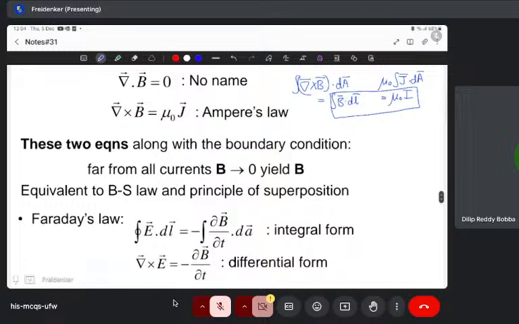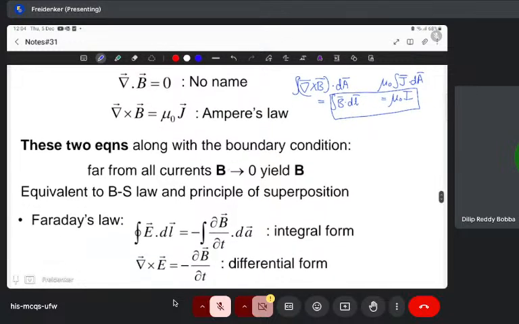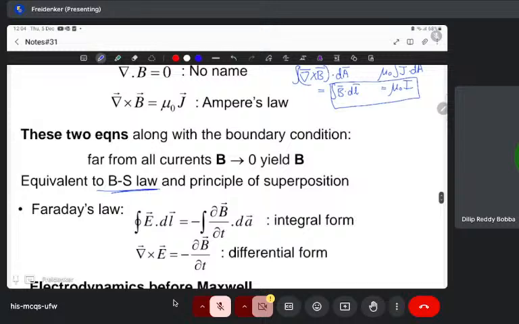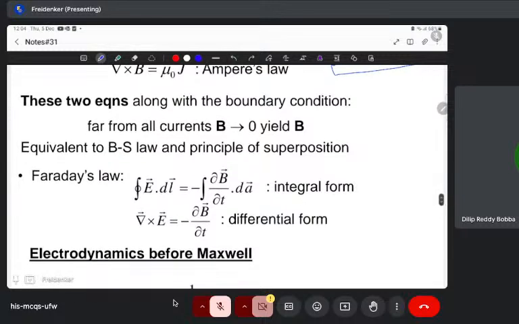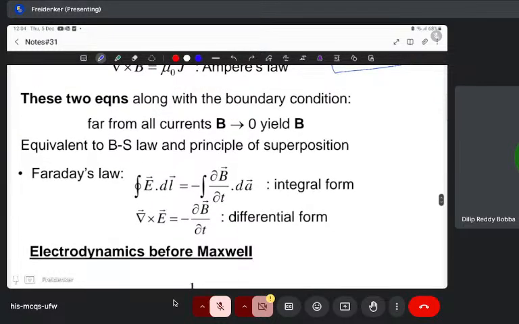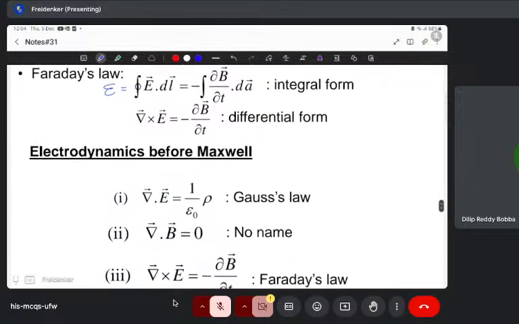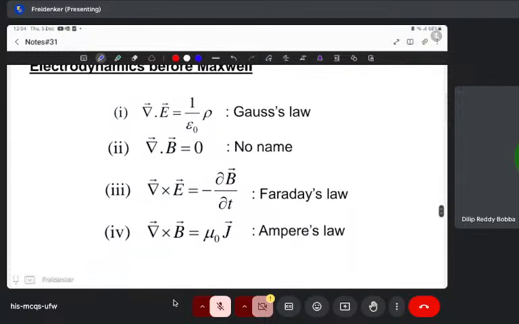So if you solve these equations by applying the boundary condition that at infinity B is zero, then you will get the Biot-Savart law. Apparently, we are not deriving anything; we're just reading. And Faraday said that there is an EMF, right? EMF is this one, minus d phi by dt. Integral form, differential form. Nice. So they're just trying to write everything on one page.